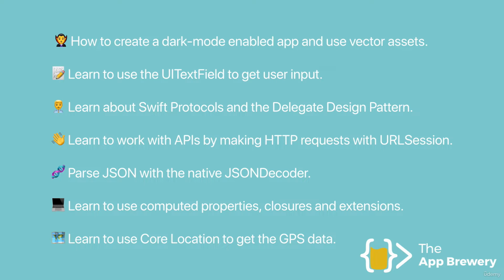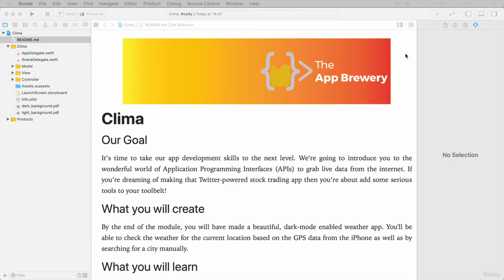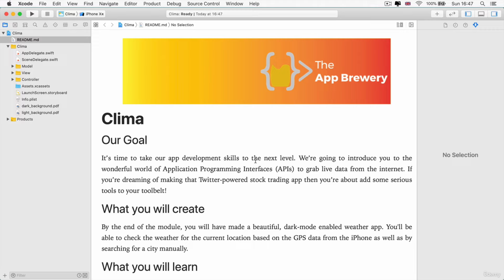All right, so to get started, we're first going to look at this new feature that we get in iOS 13, which is to enable our app to adapt to dark mode. And we're also going to be looking at how to use vector assets like PDFs, which scale automatically inside our app. So here's the starting project that I've cloned.